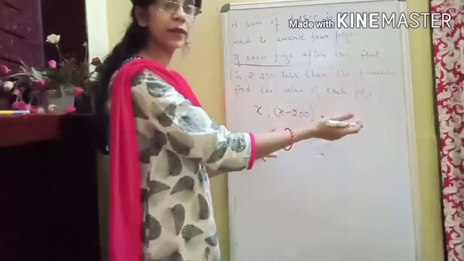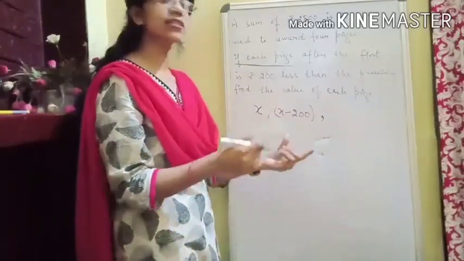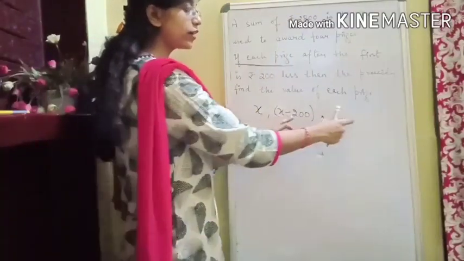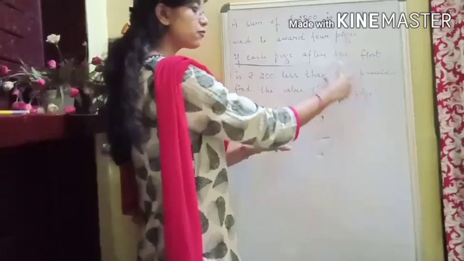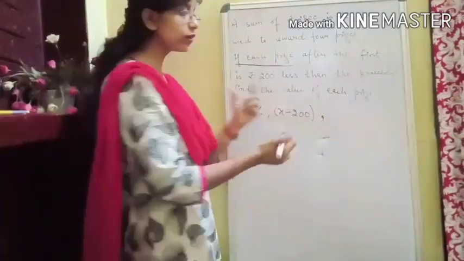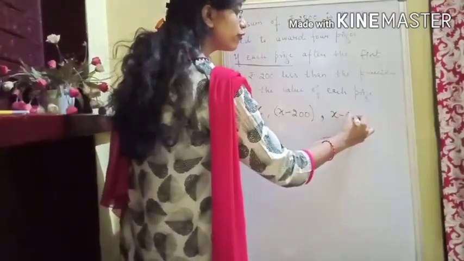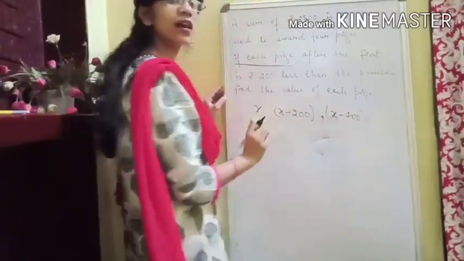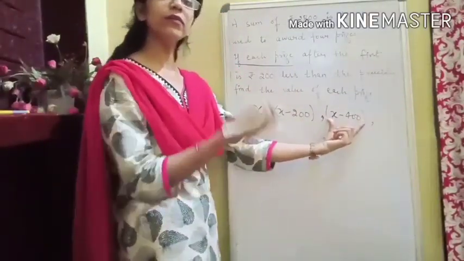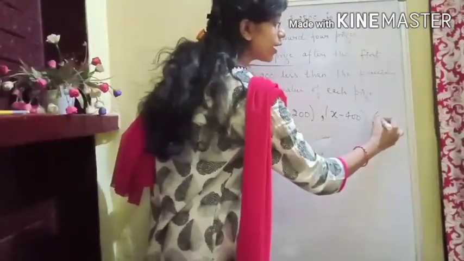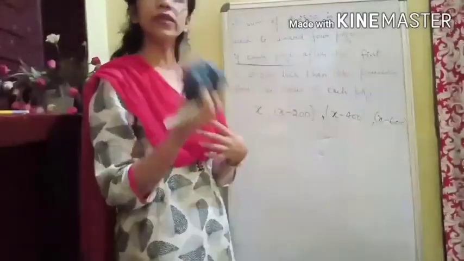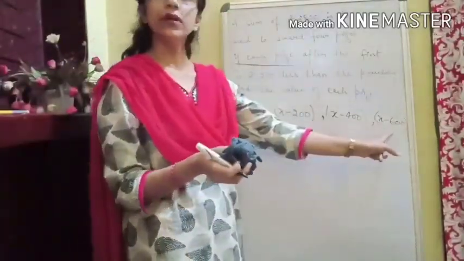Then what about the third prize? As they are saying that each prize is 200 less than the preceding one, the preceding one is X minus 200. When you subtract a further 200, it will be X minus 400. That's how we get our third prize. And what about our fourth prize? That is X minus 400 minus 200, which would be X minus 600. Every time you just have to subtract 200 from the previous prize, and that's how we have all 4 prizes.